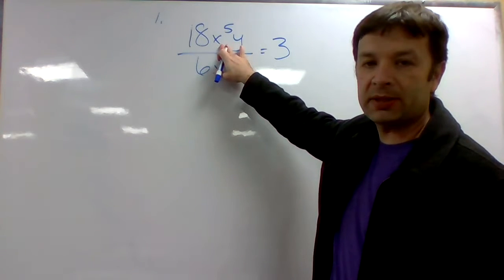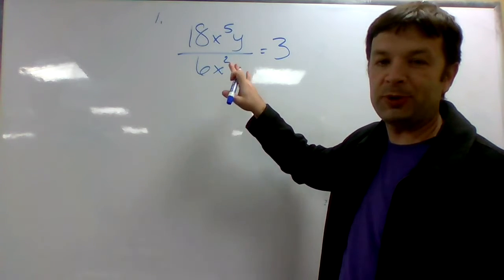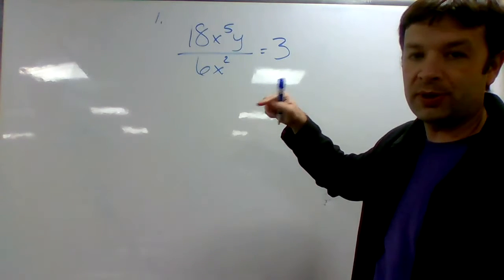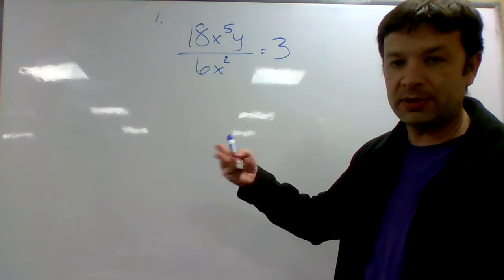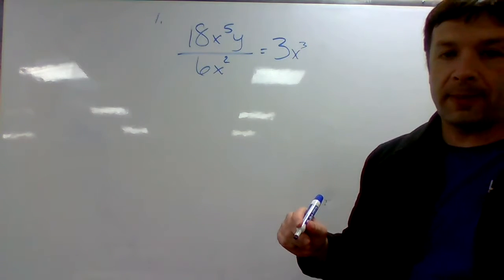Okay, what do I do with the x's? x to the 5th divided by x squared. You're subtracting the exponents in this case. So 5 minus 2 is 3. There's going to be 3 x's multiplied together. X to the third.